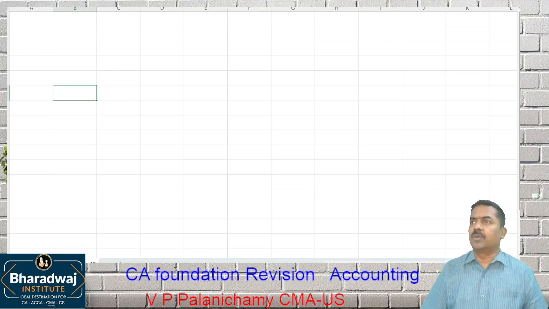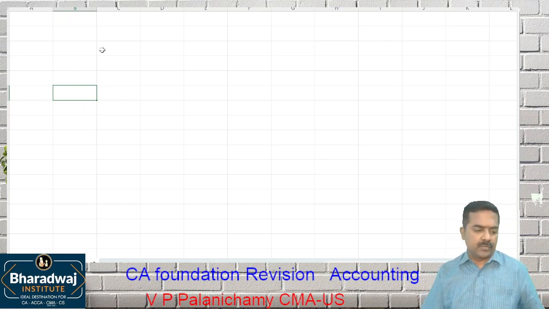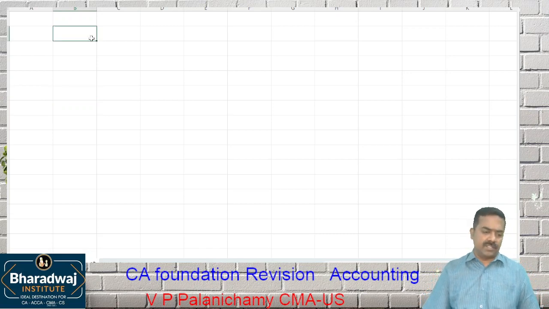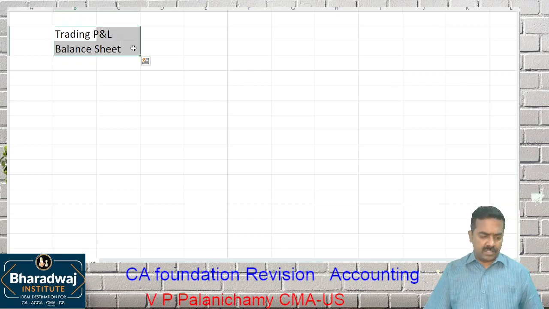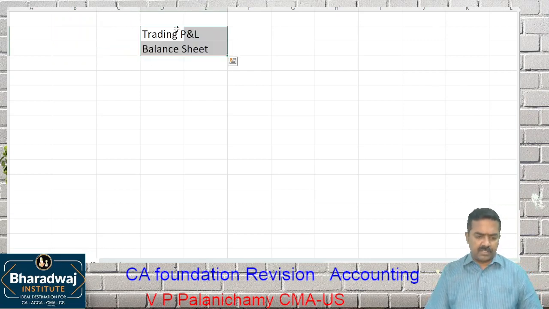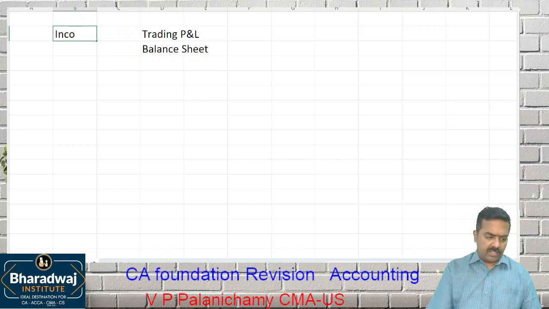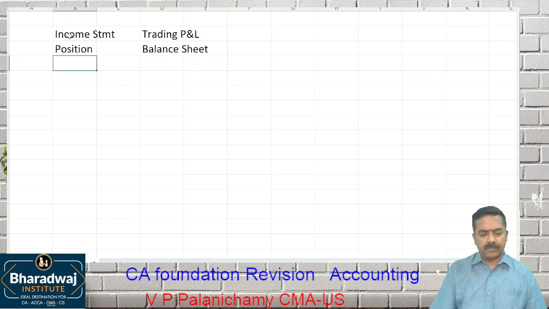We have learned accounts of trading organizations. Let us go for accounts for non-trading organizations. Simple. We prepare which account? Trading profit and loss account and a balance sheet for a trading organization, a profit-making organization. We call this the income statement, and we call the other one, of course, the position statement. This is for a profitable organization.